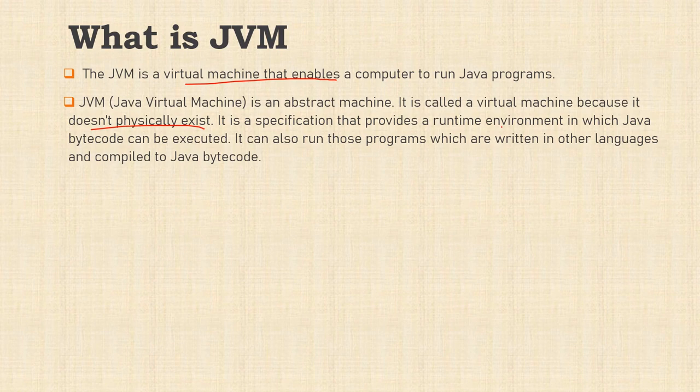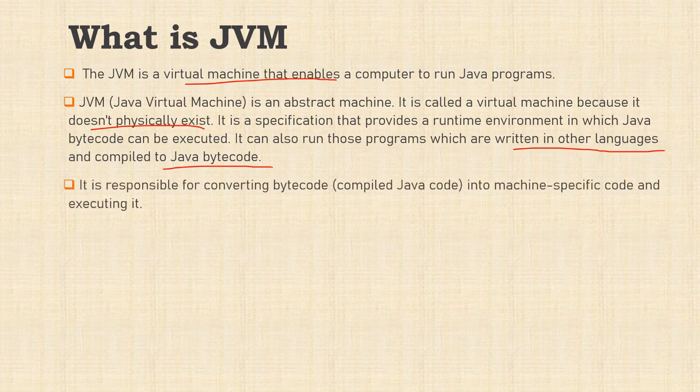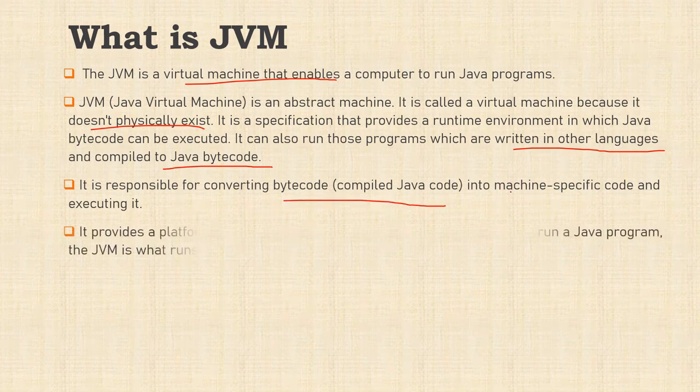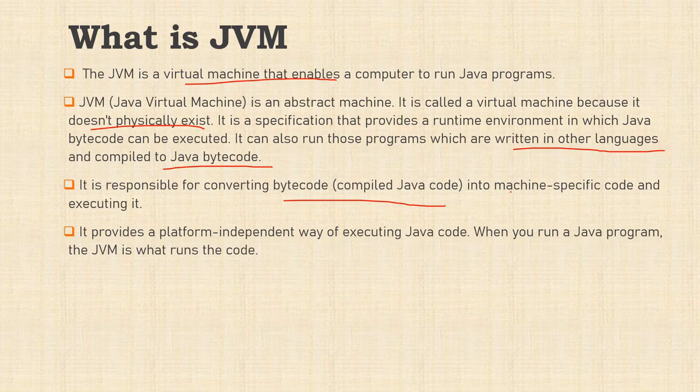It can also run those programs which are written in other languages. So it also runs those programs which are written in other languages and compiled to Java bytecode. So it should be compiled to Java bytecode, then it will be run by JVM. It is responsible for converting bytecode, that means the compiled Java code, into machine specific code and executing it. So it provides a platform independent way of executing Java code. When you run a Java program, the JVM is what runs the code.